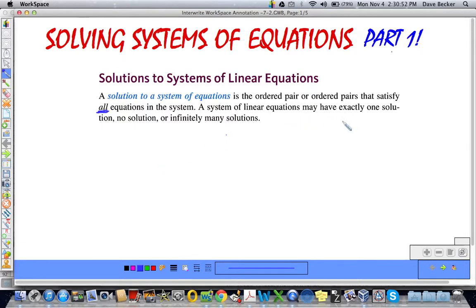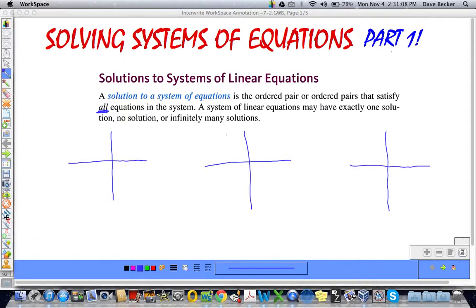A system of linear equations may have exactly one solution, no solution, or infinitely many solutions. So if I have a system of equations, I'm just going to do three graphs, just a quick review here. If I'm going to have a system that has one solution, then it could look something like this, where the graphs of the equations intersect in one point, and that point right there is the solution.